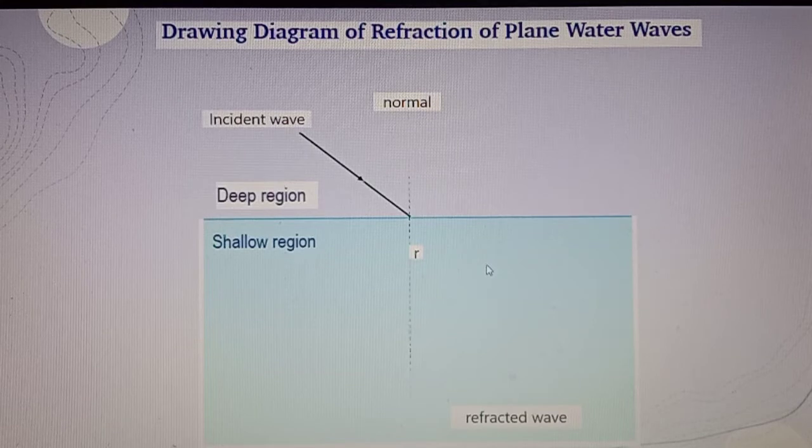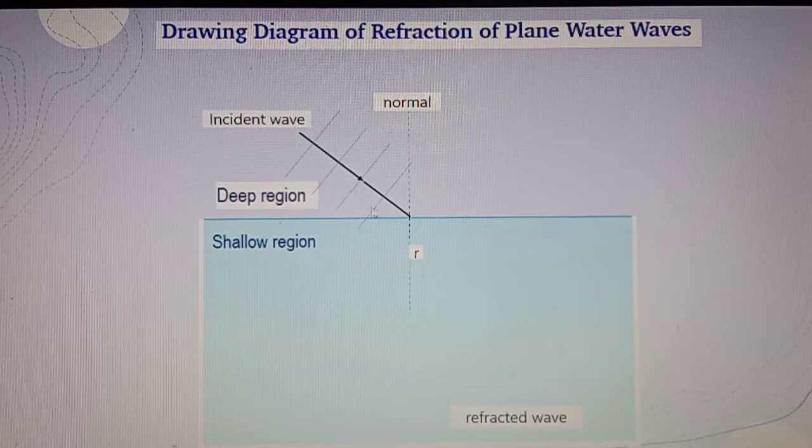You draw a normal line. The normal line is 90 degrees to the boundary. The angle between the incident wave and the normal is the angle of incidence. Now what else do we need to draw? Draw the wavefront. Remember, wavefront and direction are always 90 degrees to each other. So this whole thing we call the incident wave. The arrow is the direction, and these blue parallel lines we call the wavefront for the incident wave.